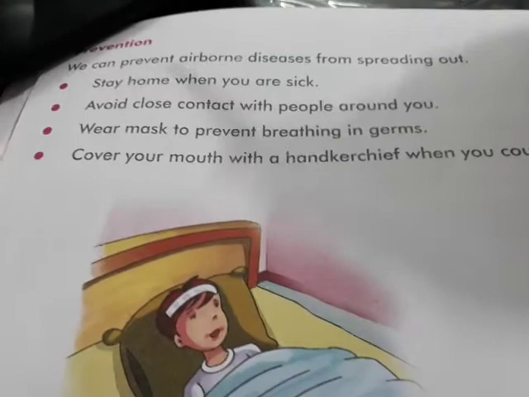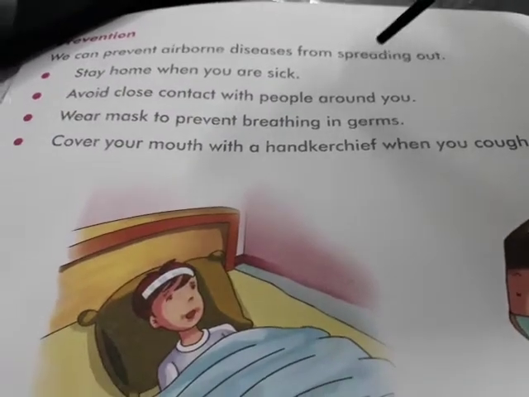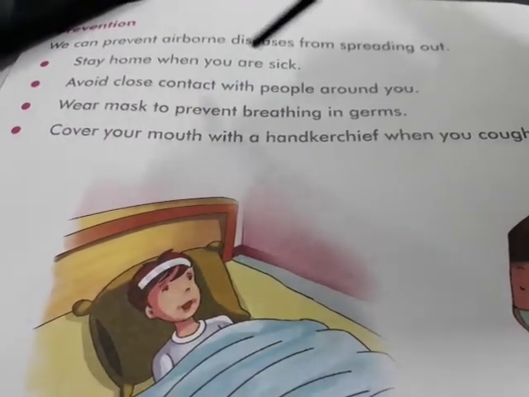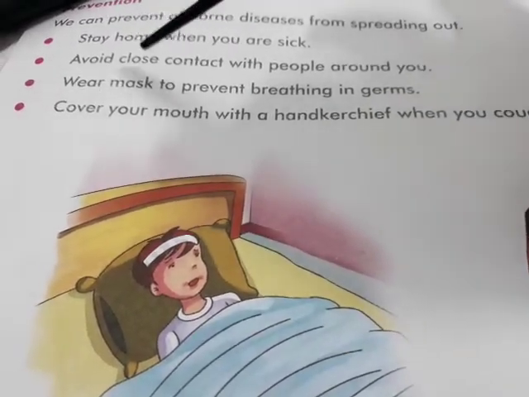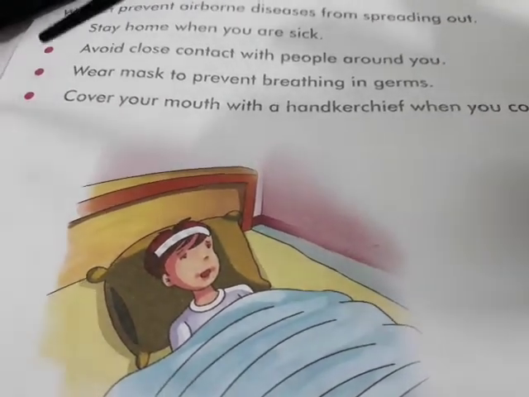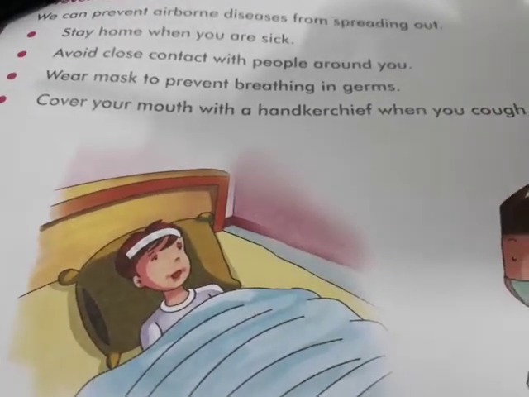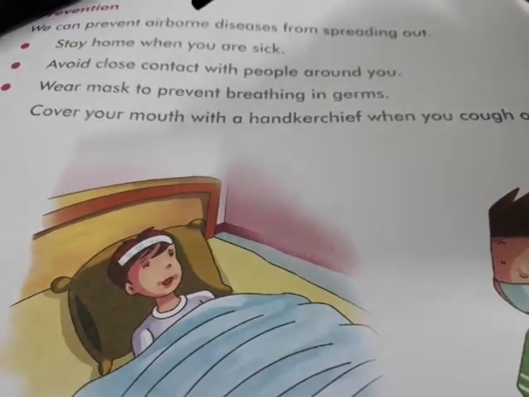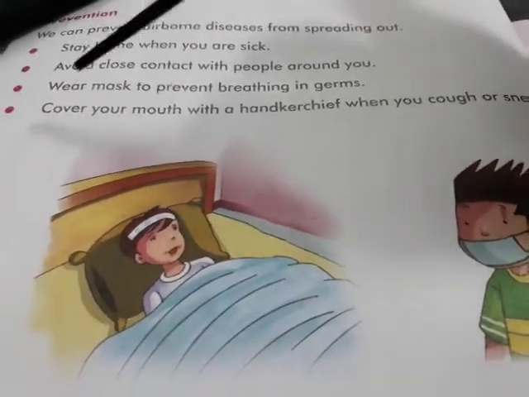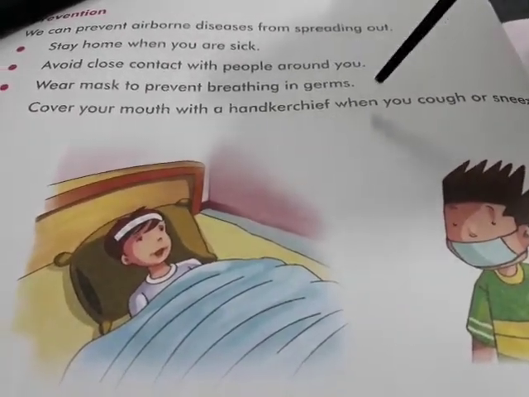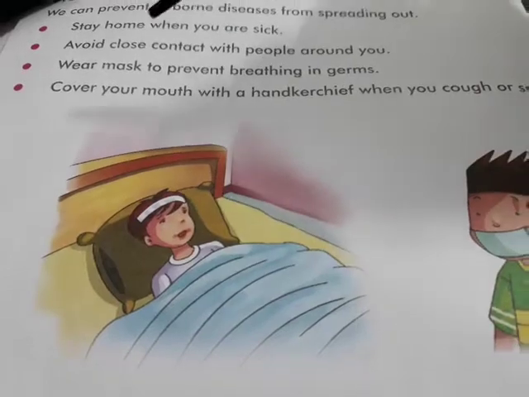Now, how can you prevent these airborne diseases? Firstly, stay at home when you are sick. Don't roam about here and there. Secondly, avoid close contact with people around you. Third, wear a mask to prevent breathing in germs. When you wear a mask, you don't breathe in germs. Then fourth, cover your mouth with a handkerchief when you cough or sneeze. Always put a handkerchief when you cough or sneeze.